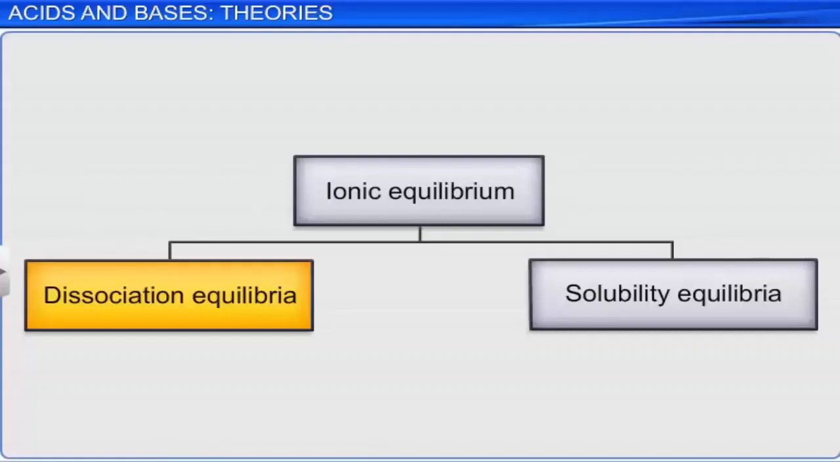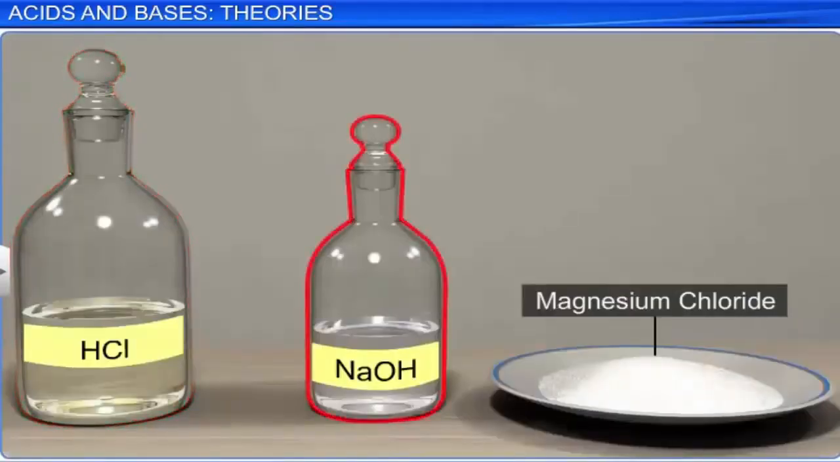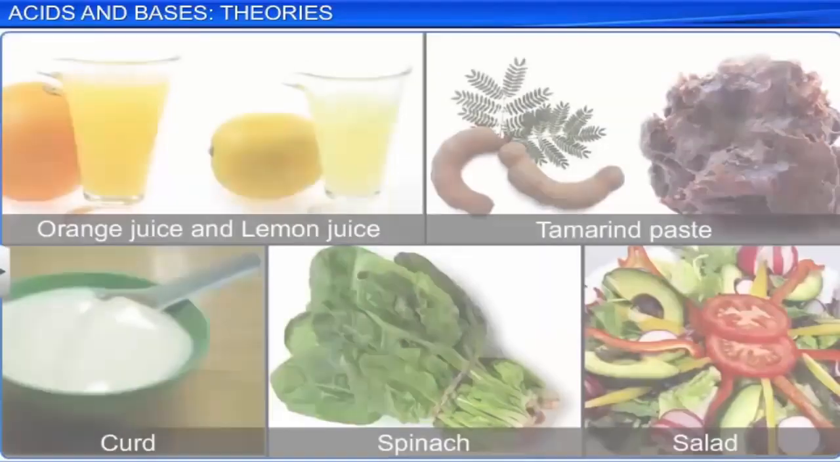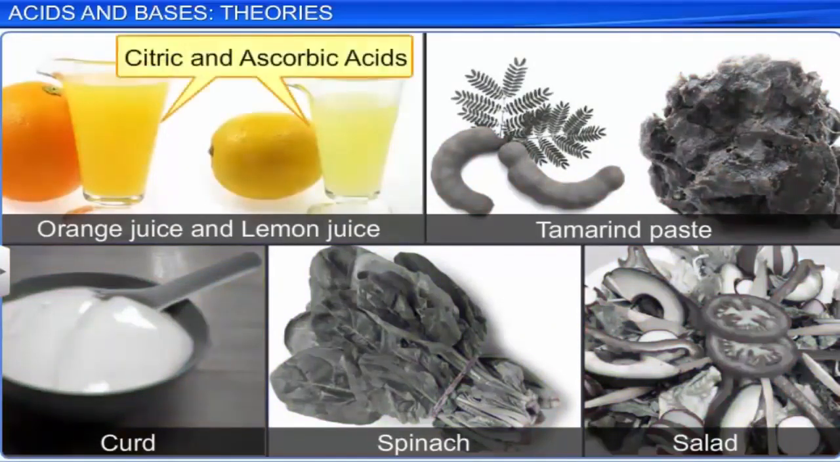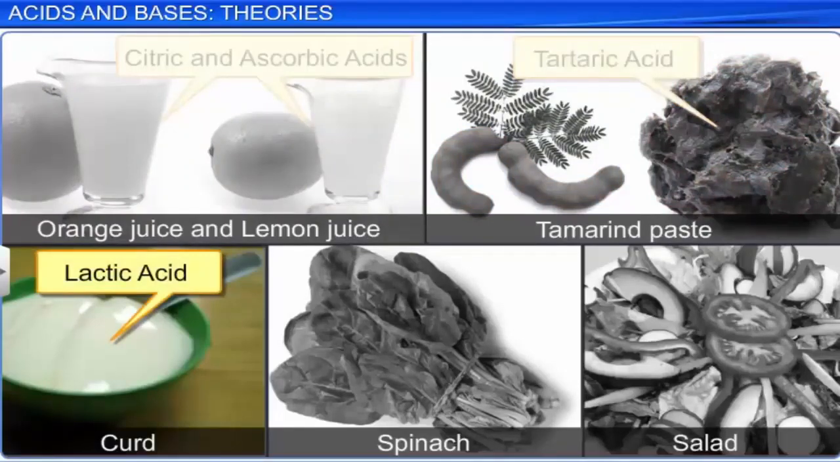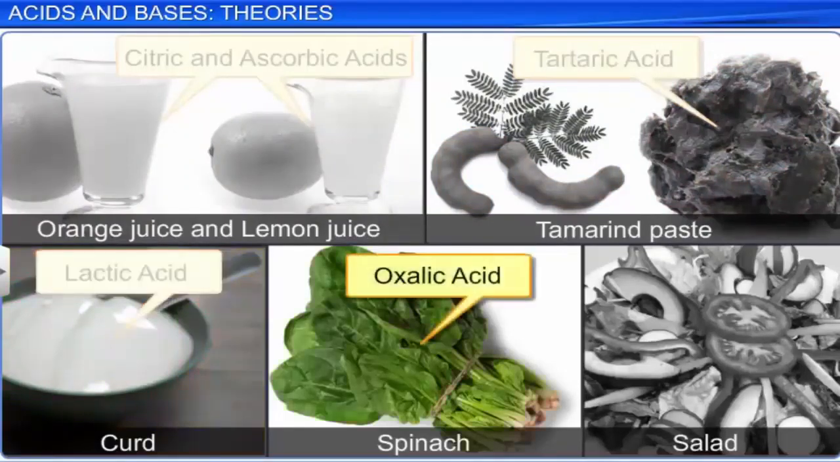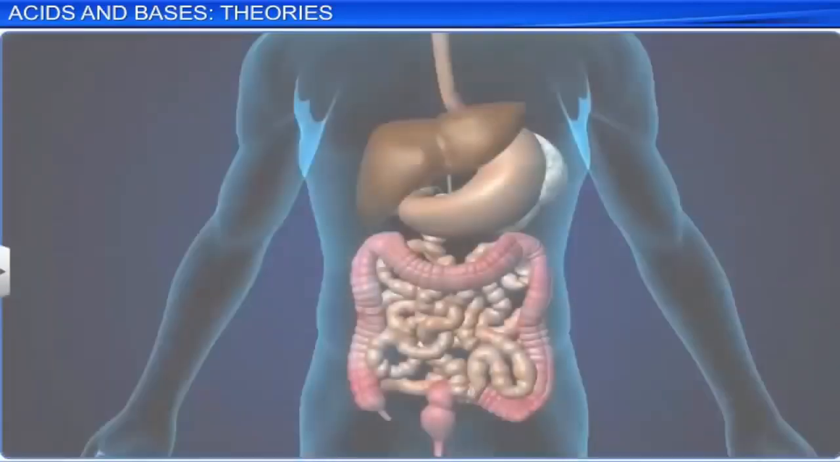We deal with many acids, bases and salts in our daily lives. Even some food items contain acids. For example, orange juice and lemon juice contain citric and ascorbic acids. Tamarind paste contains tartaric acid. Curd contains lactic acid. Spinach contains oxalic acid. Salads which are flavored with vinegar contain dilute acetic acid. Isn't it amazing that HCl is produced in our body and helps in digestion?